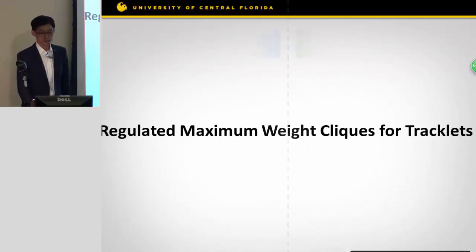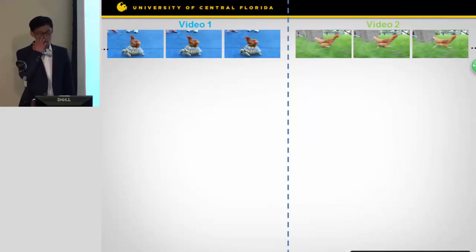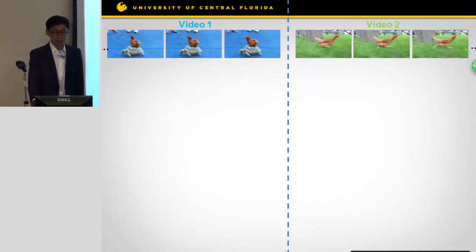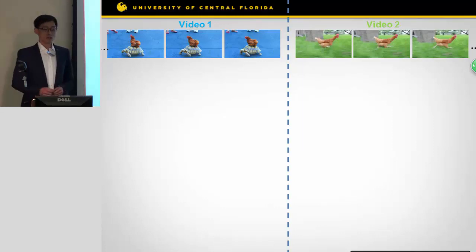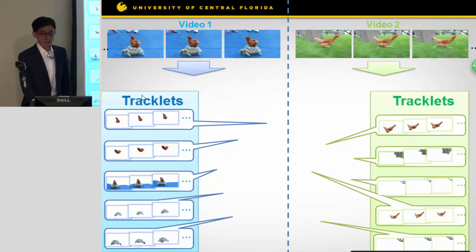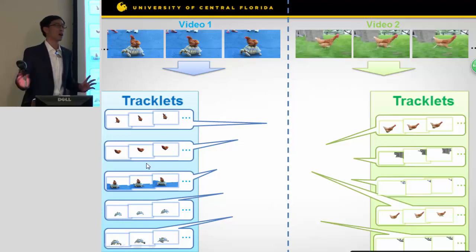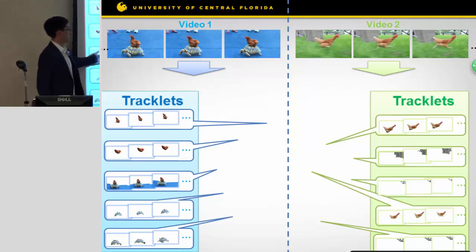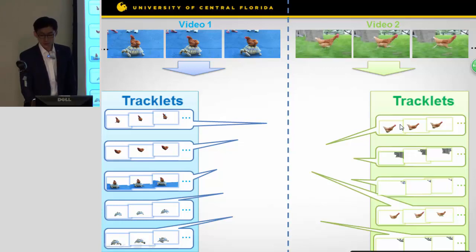Let me show you one example to demonstrate the proposed algorithm. In this example, we have two videos. In video 1, we have a chicken and a turtle, but for video 2, we only have the chicken. As I mentioned before, we can generate the object proposal tracklists for both videos. For video 1, there are some tracklists for the chicken, some tracklists for the turtle, and also some noisy background tracklists. For video 2, we have the tracklists for the chicken and background.